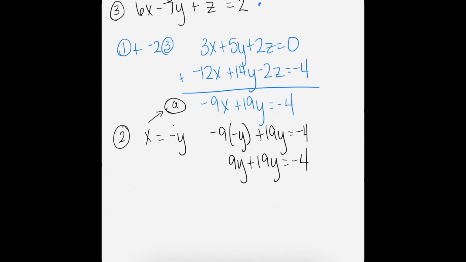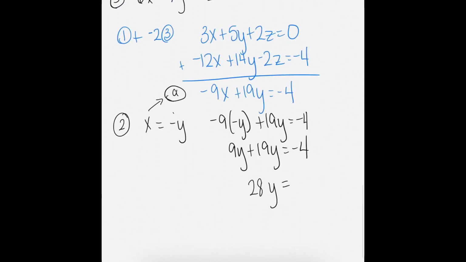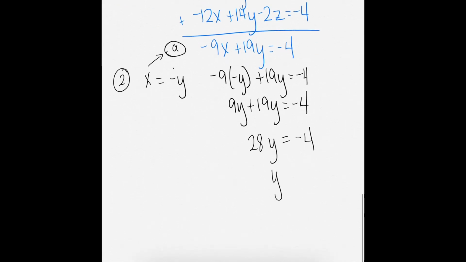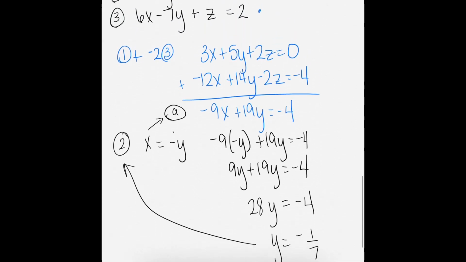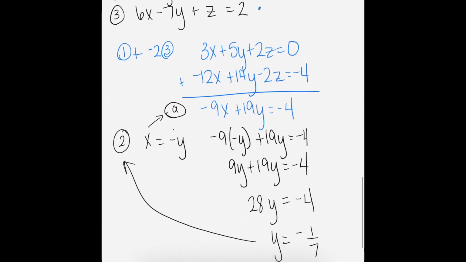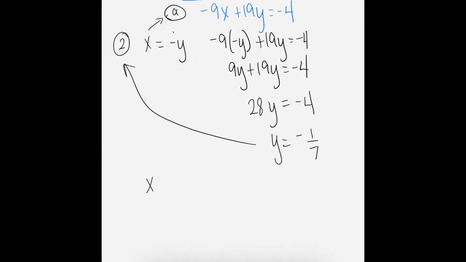So notice how I still have 1 equation and 1 variable. So this will give me 27y. Oops, sorry, 28y. So 28y is equal to negative 4, which means that y is negative 4 over 28, or negative 1/7. Not pretty, but true. All right, so I can take this one and plug it into equation 2. Well, actually 2 is up here, but it's going to end up being the same.